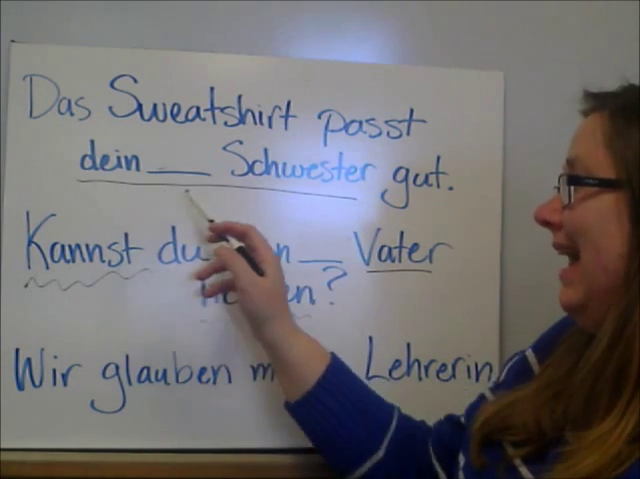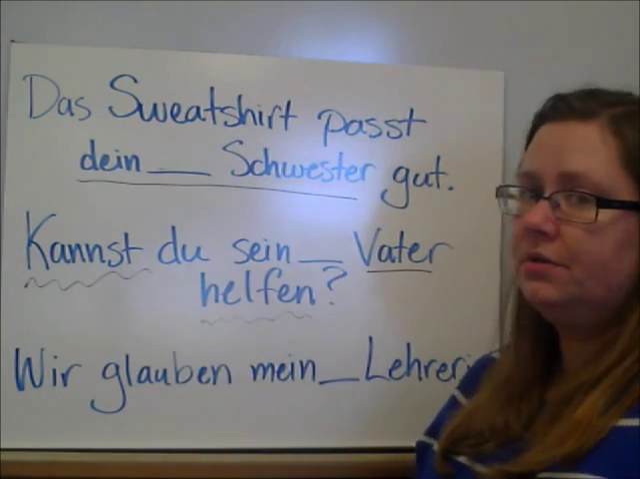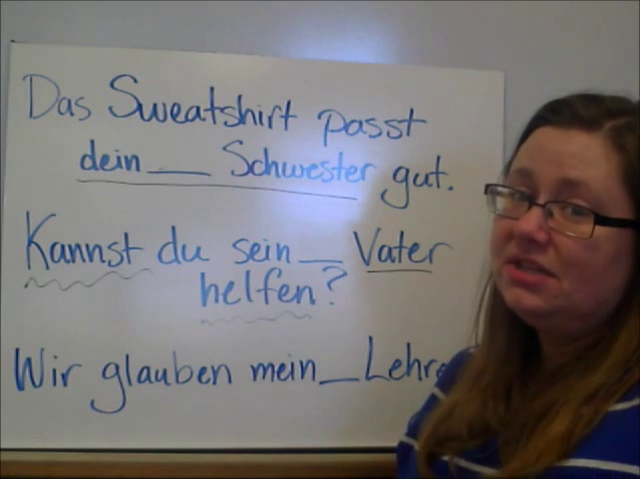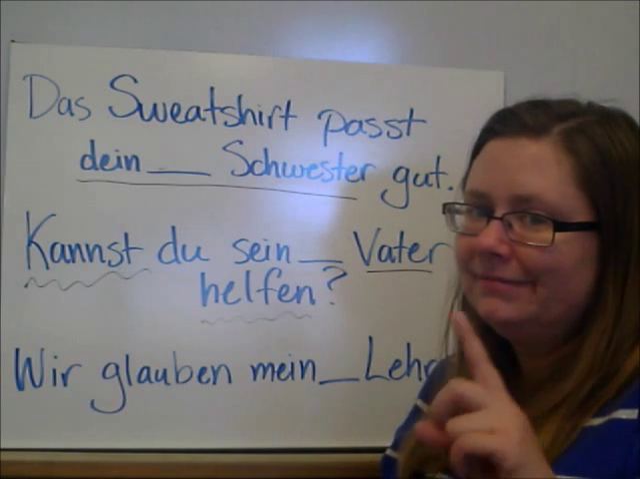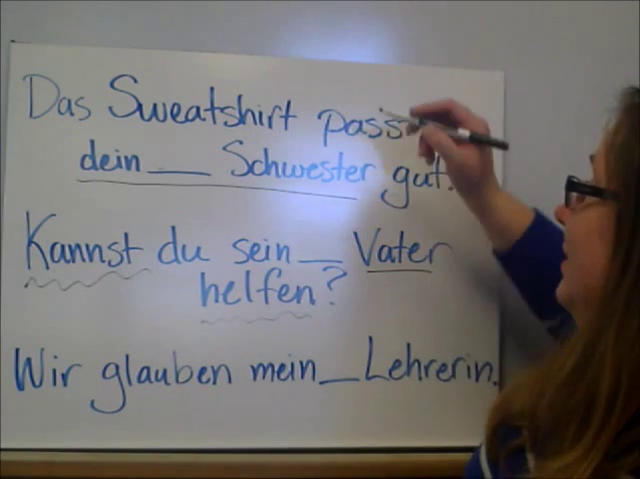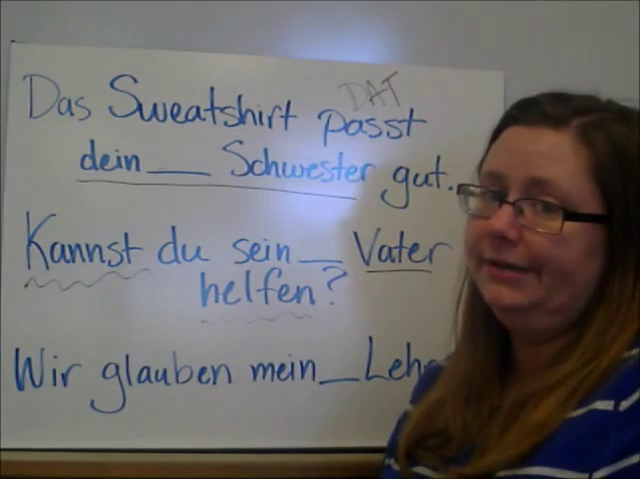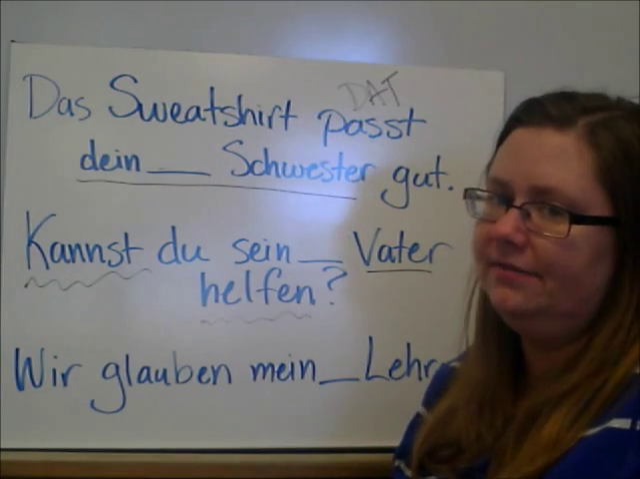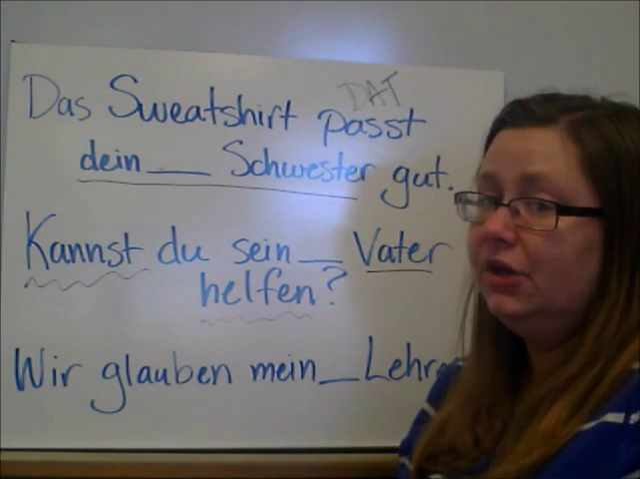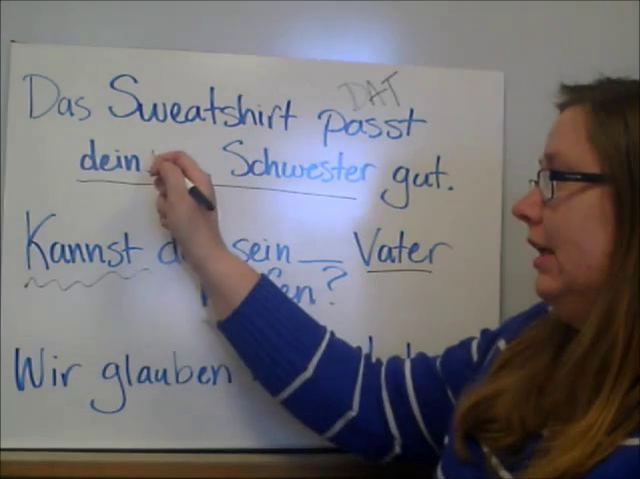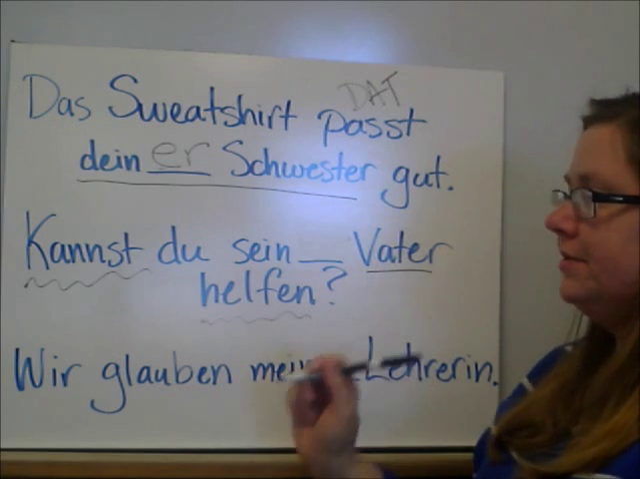So, we're looking at this. By definition, the sweatshirt suits who or what? By definition, this is the direct object. Therefore, we would think it's the accusative case. But that is not the case, because this is a dative verb. Because this is a dative verb, the direct object takes the dative case. So, Schwester is feminine, so feminine dative is er. Das Sweatshirt passt deiner Schwester gut.